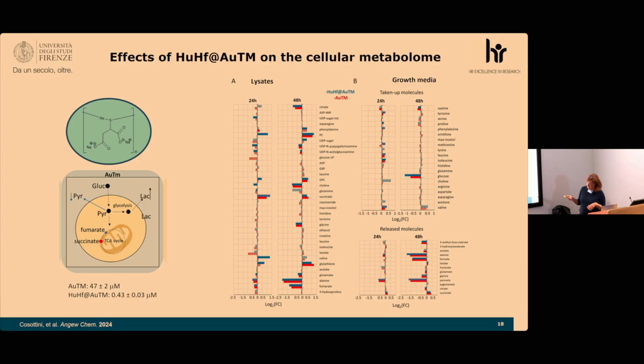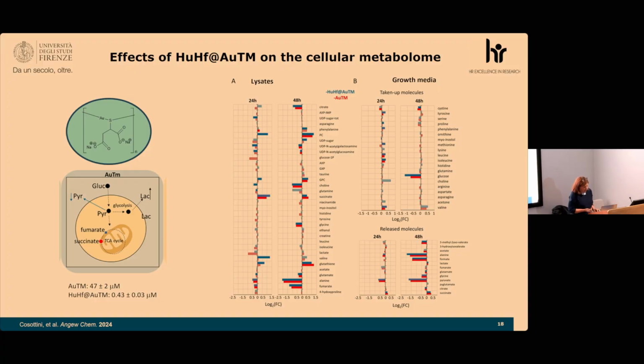Aurothiomalate is a molecule that in solution has very low solubility because it forms polymeric structures, helical polymeric structures, but it can bind in very well defined ratios with the protein. And again, you see, in blue you have the conjugate, in red you have the free aurothiomalate. The pattern induced at the metabolomic level is the same.